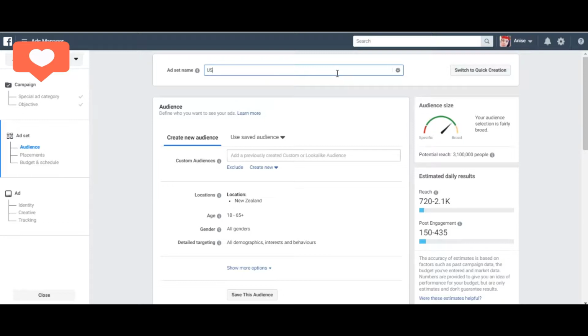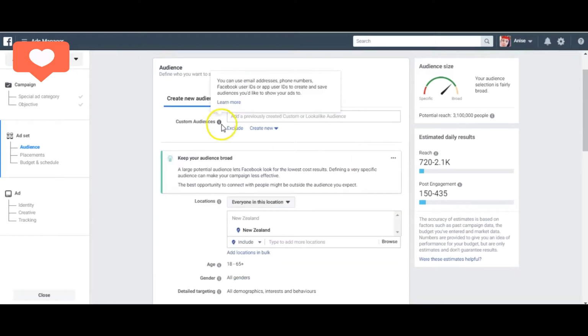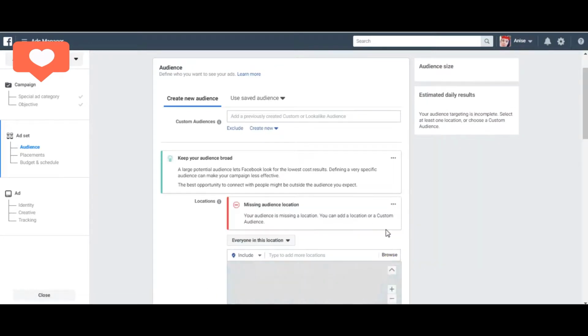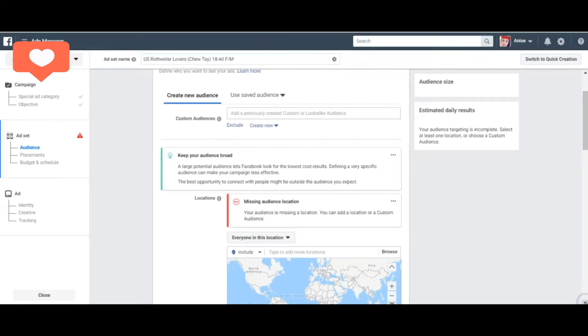So let's call this campaign US Rottweiler Lovers. It may be a chew toy, you can put the name in there if you like. The age group is 18 to all, and female/male. So we can use the saved audience if you have that. We can edit the location, and we want United States. So we're going to take New Zealand out, and we are going to add in the US of A.